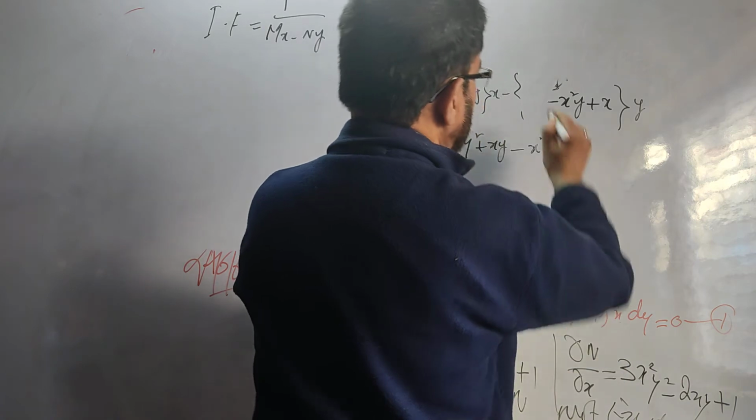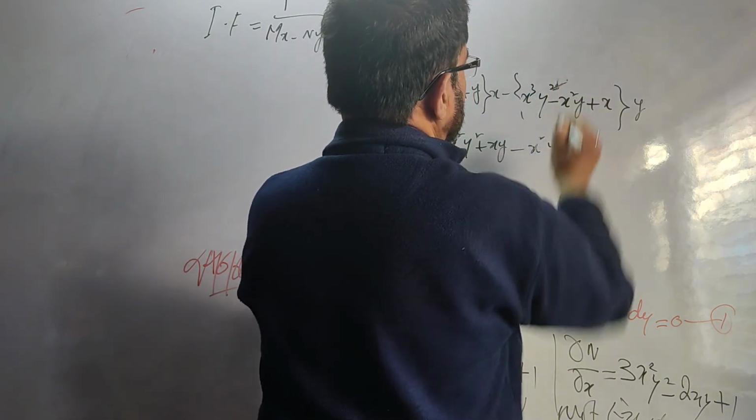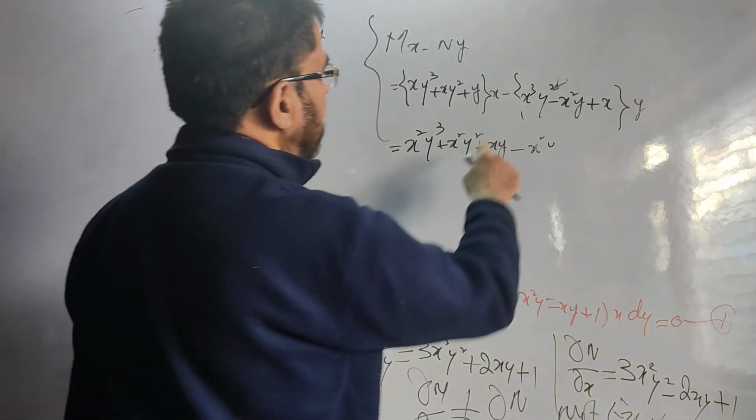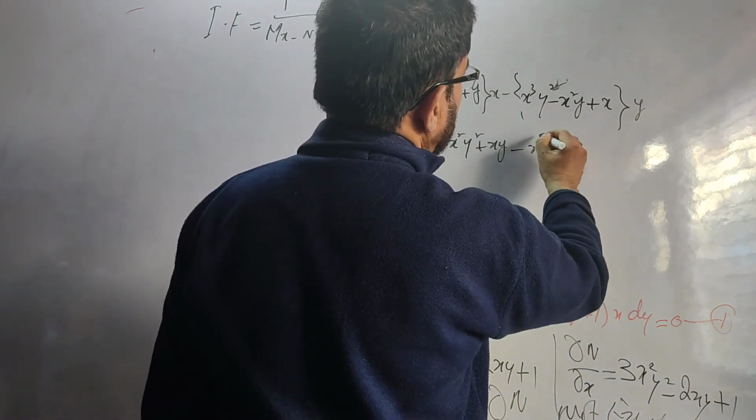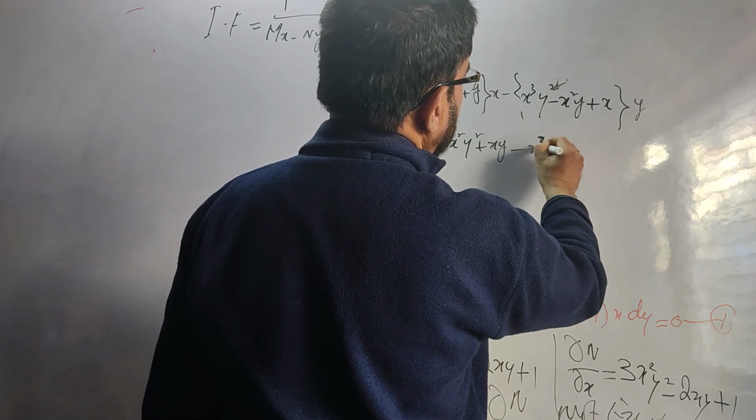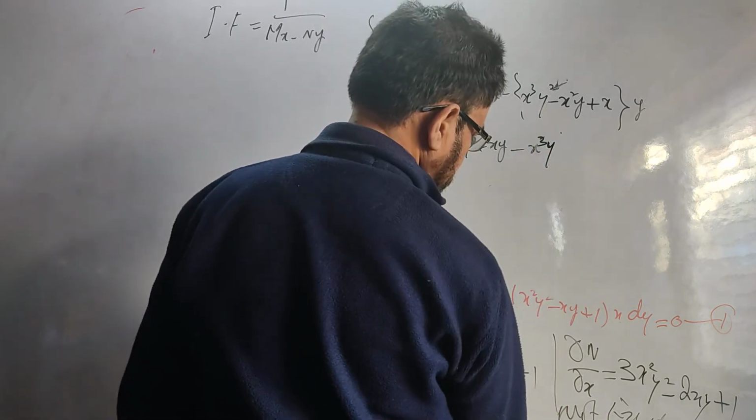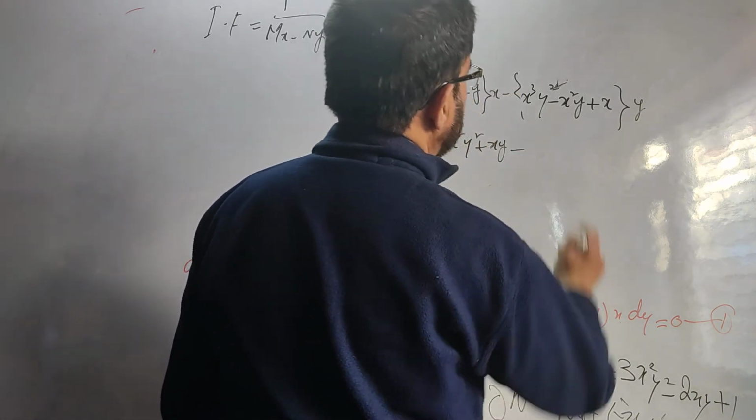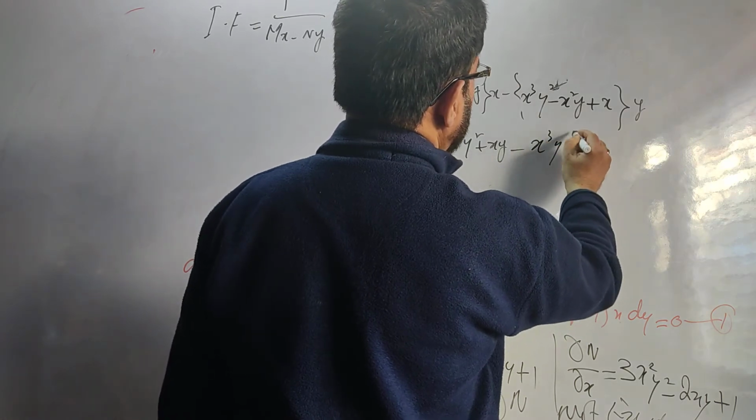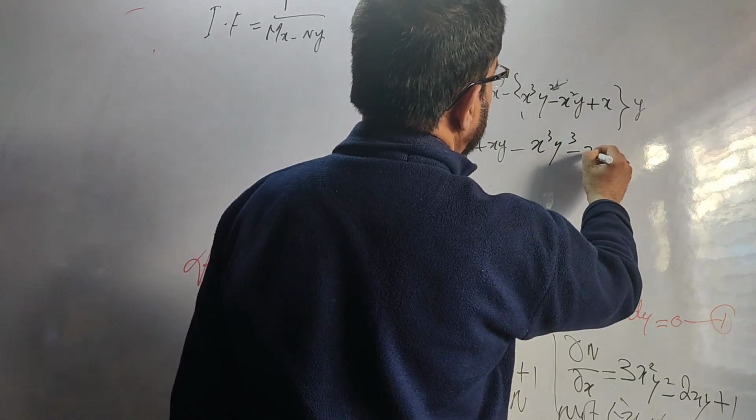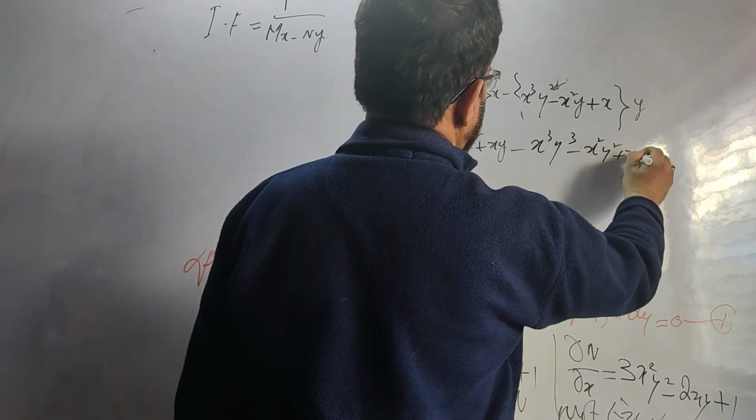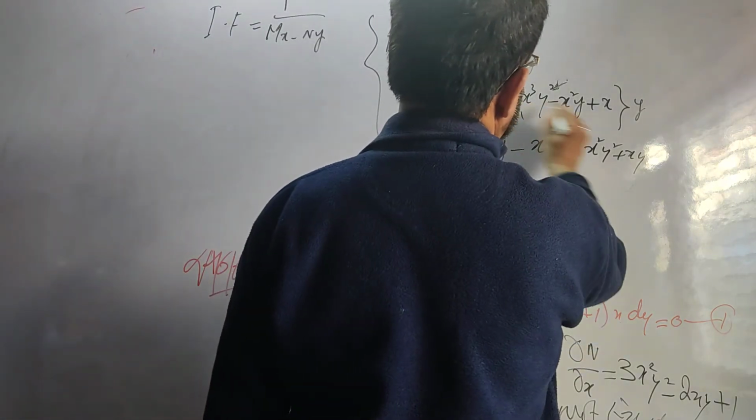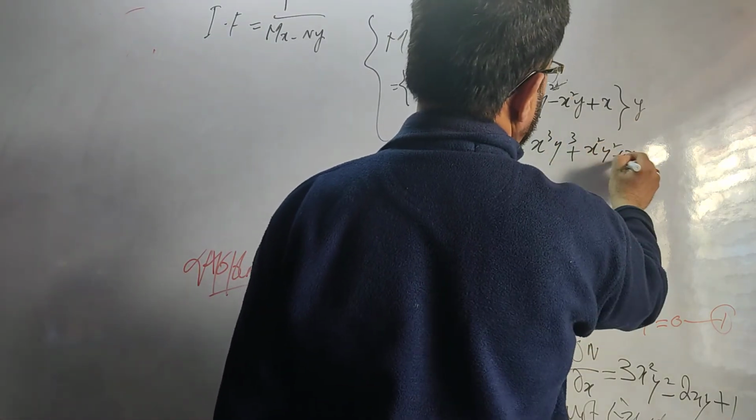Multiply again, x cube y square, x cube y square minus x square y plus x. Rest is okay. Well, this is minus x cube y cube, this is x cube y cube minus x square y square plus xy. Not plus xy, this is minus minus plus, this is minus.